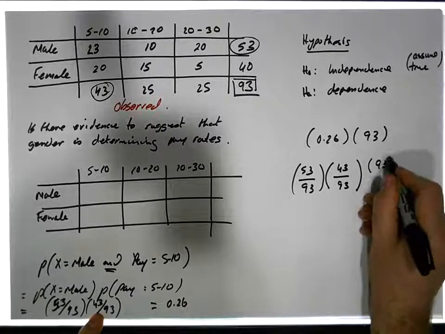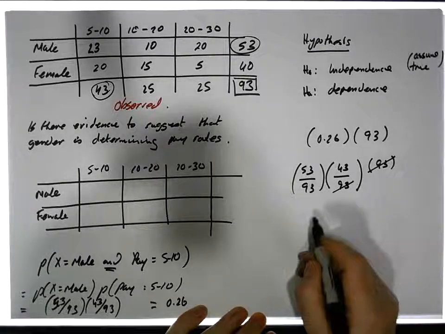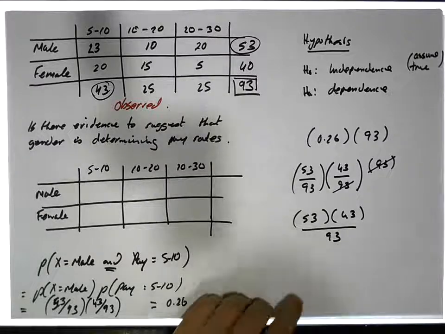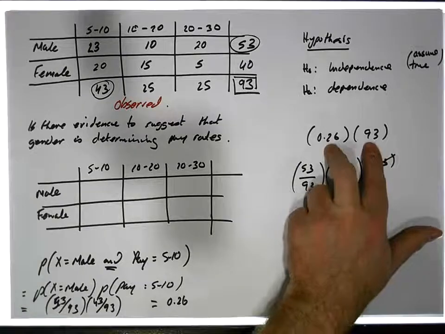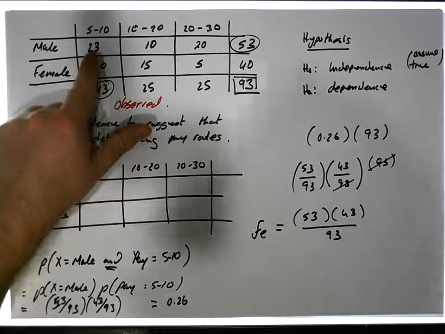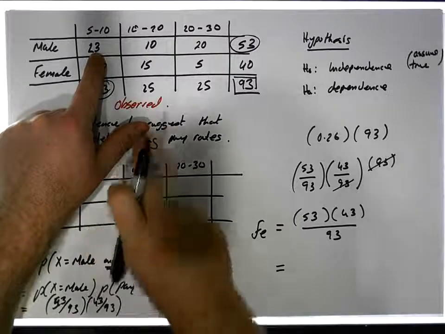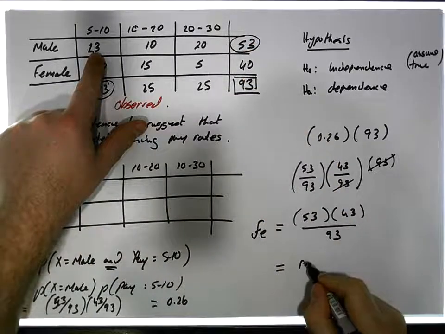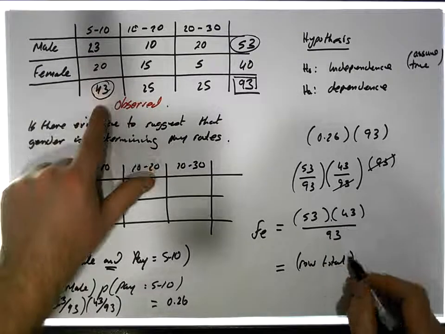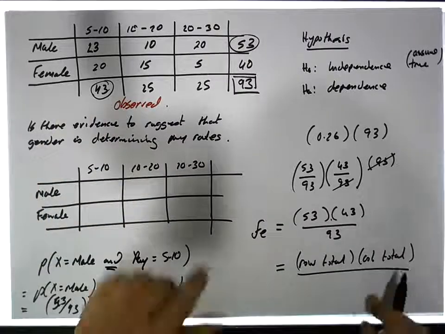I just want to try to motivate where we get all of this from. And what you can start to see is that one of the 93s cancels out here. So we're left with 53 times 43 over 93. And this is our expected frequency, because that's what we'd expect to happen. So our expected frequency, for this cell here, is the row total multiplied by the column total, relative to the total amount.